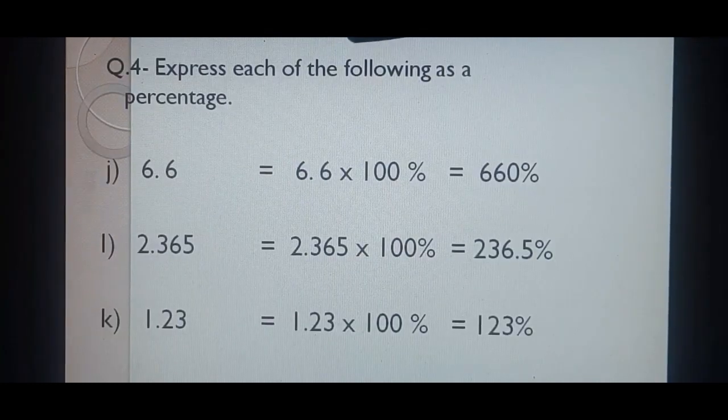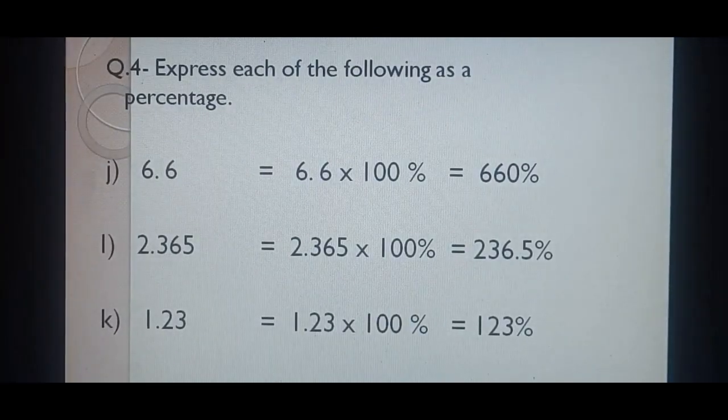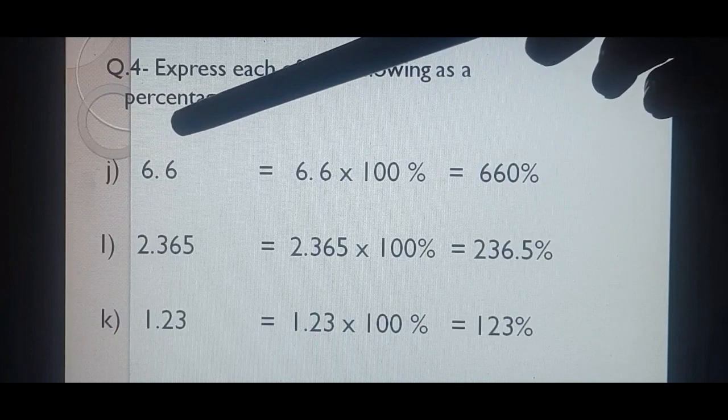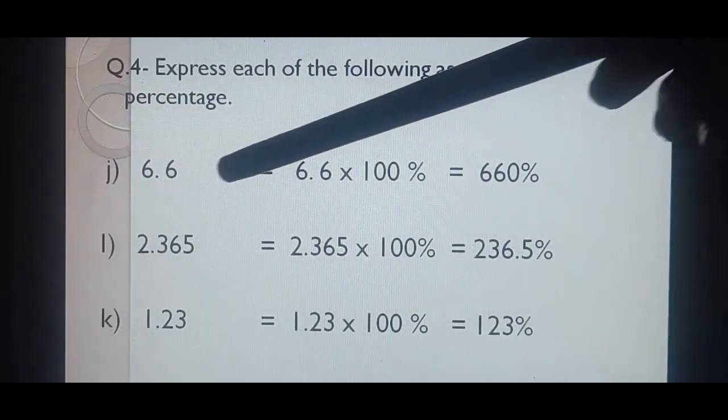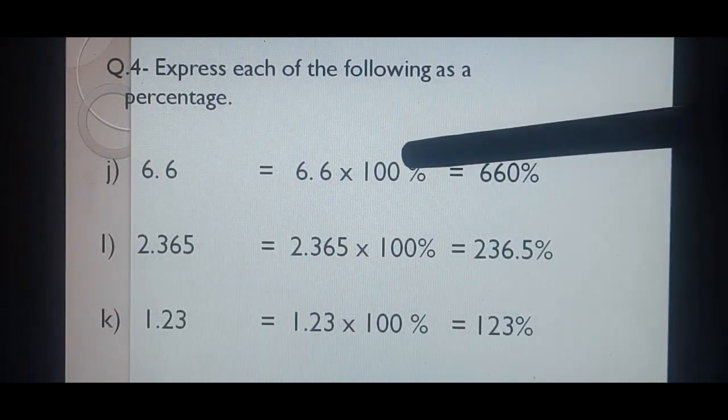Question number 4. Express each of the following as a percentage. Now we have to express the given numbers in the form of percentage. J part, 6 decimal 6. Decimal number is there. 6 decimal 6 multiply by 100%. We have to convert into percent. So we will multiply with 100%.